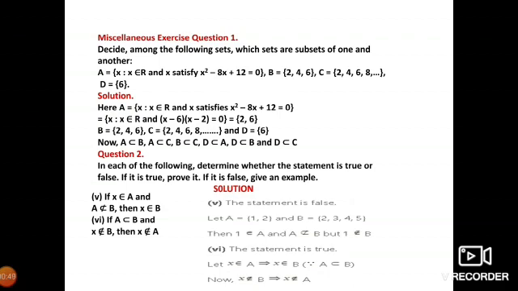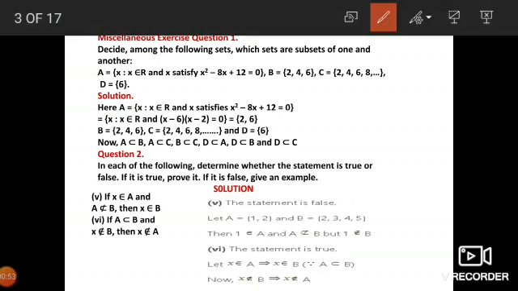So, what is the set A? Set A is given in quadratic form, that is x square minus 8x plus 12. So we have to solve it by the method of solving quadratic equation and you will get the values 2, 6. So our set A is {2, 6}, B is {2, 4, 6}, C is {2, 4, 6, 8}, D equal to {6}. Now you have to find which are the subsets.